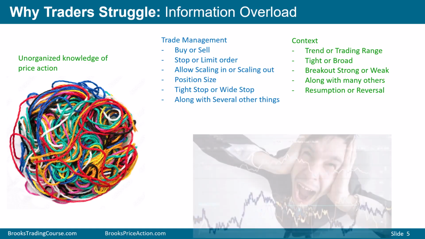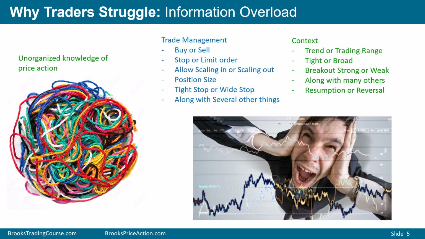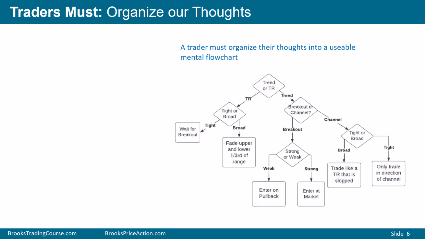All of those decisions lead to chaos and sheer panic and cause the trader to lose focus. And that makes their trading that much worse. Traders must organize their thoughts. This is how a trader thinks. They organize their thoughts into flowcharts or decision trees, similar to how a computer would use logic.